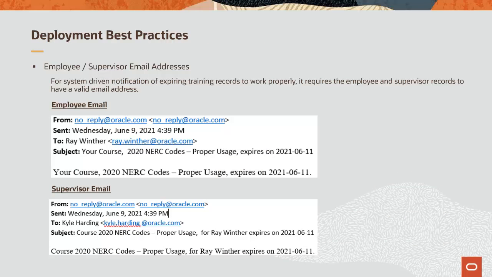On the course record, notifications can be enabled for the employee as well as the supervisor. When enabled, the lead days defined on the record determine the timing of when the email is sent. Here are a few examples of the content of the emails that will be generated by the system. At the top is the email that is sent to the employee, and below is the email that is sent to the supervisor. The email going to the supervisor references the employee whose course or qualification is expiring.